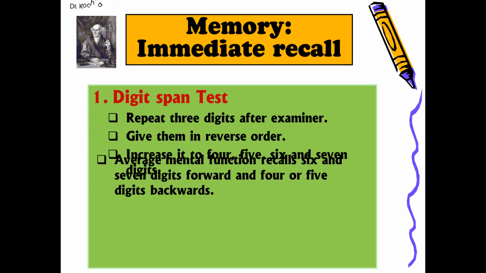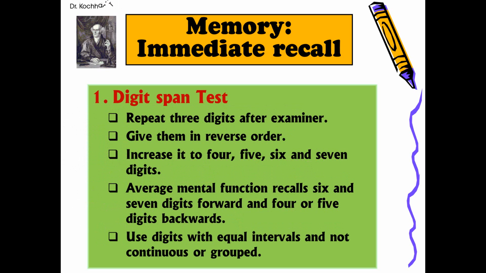Now we should know that average mental function recalls 6 and 7 digits. 6 digits any person with normal IQ can recall, and with normal memory. A person may be having very good IQ, but because of some sickness his memory is not functioning, so as a result he will not be able to say. And in so far as digits backwards is concerned, it is 4 to 5. So we remember like this: 67 and 45. 6 to 7 is 67 and 4 to 5 is 45.